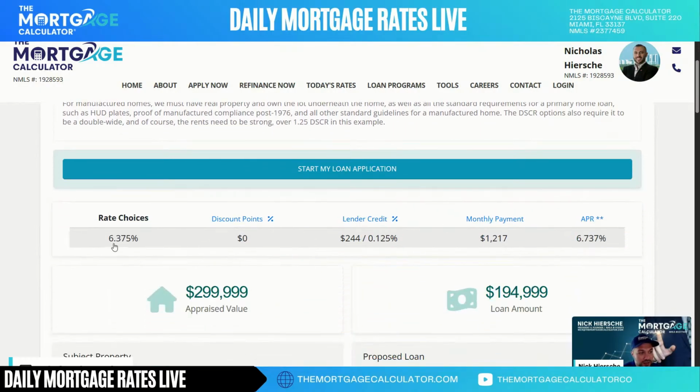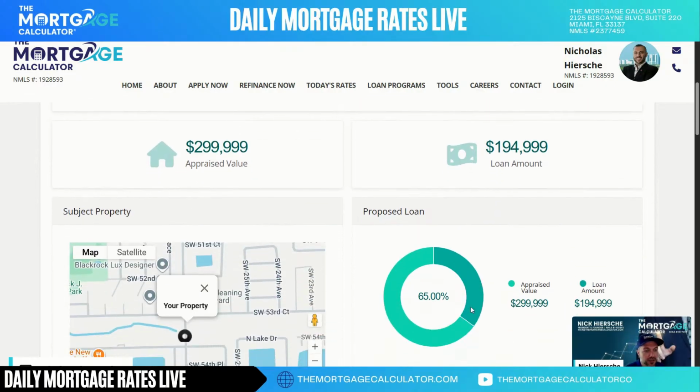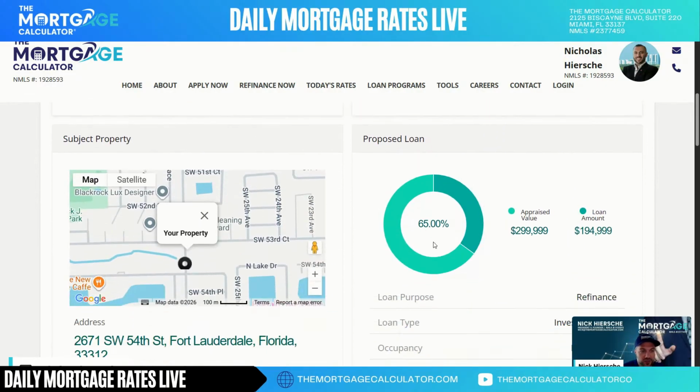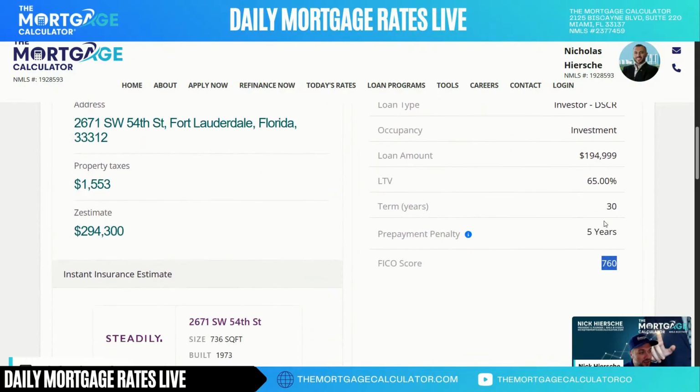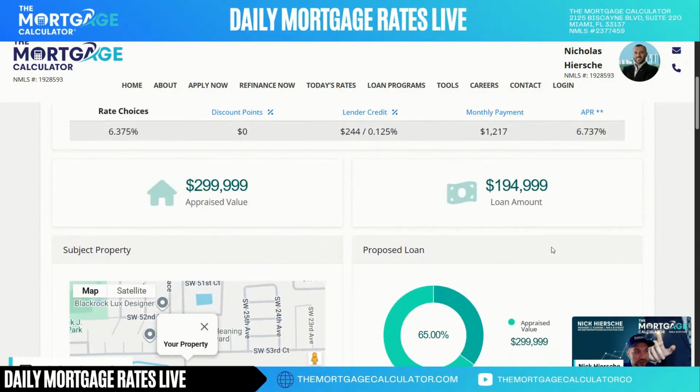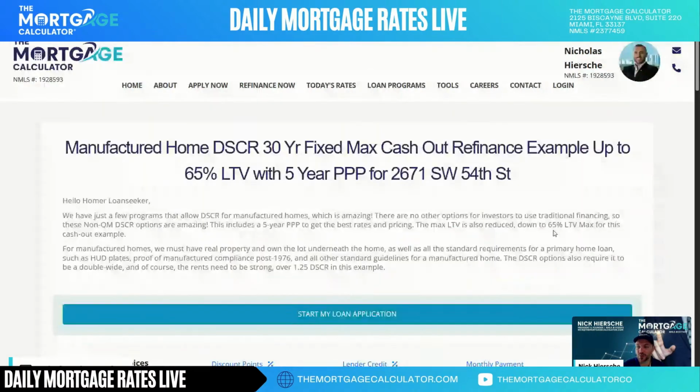And again, pretty amazing rates here. That 6.375 rate actually has a little bit of a lender credit in this case. And we can get up to 65% LTV for that cash out, again using that 760 estimated FICO score and the 5-year prepayment penalty. So pretty amazing options here for investors looking to invest in manufactured homes, where the cash flow can often be very strong. And we do have those options for them.